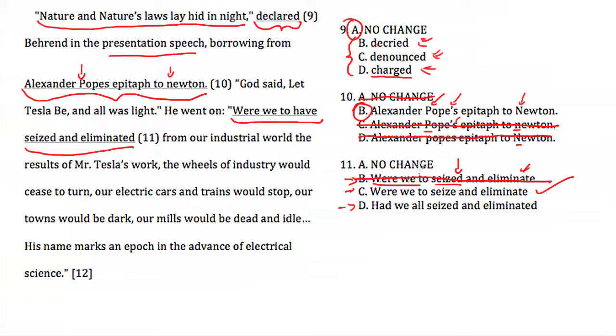So I like C better than A, so I'm going to eliminate A as well, because I do want to change this to C, but let's see if D is a better answer. Had we all seized and eliminated from our industrial world the results of Mr. Tesla's work? So we're looking at past tense and present tense. Well, we didn't seize and eliminate the results of Mr. Tesla's work. So instead of D, choose the present tense version. And for question 11, C is our best answer.